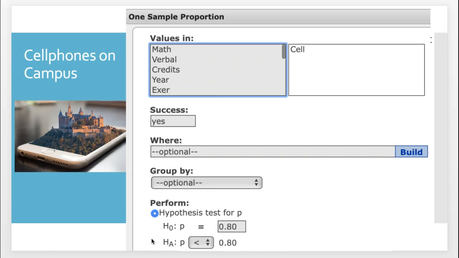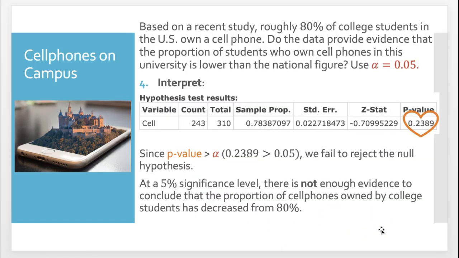This is the field I plugged in to find the sample proportion, but I'll give you an example. I'm just looking at variable cell, counting the yeses, and then here I'm telling you what the null and alternative hypotheses are. I'll show you an example right now. So now that we've crunched the numbers, we can interpret our result.